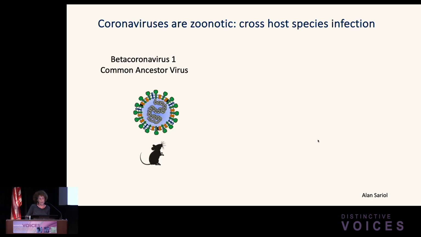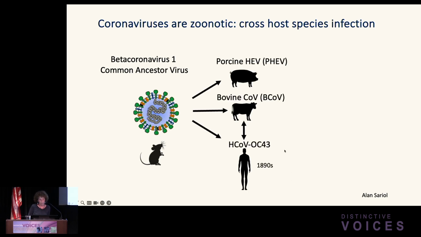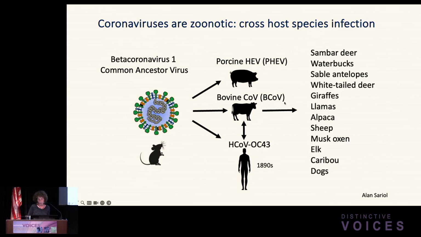So if we take an ancestral beta coronavirus 1, it's called, that comes originally from a rodent. These are not from bats, but from rodents. And that virus infected both pigs, cows, and humans. And the virus can actually flip back and forth between humans and cows. And then this bovine virus has infected all these different species.